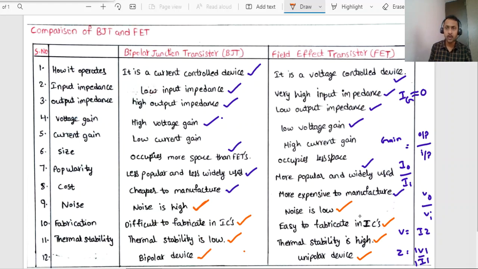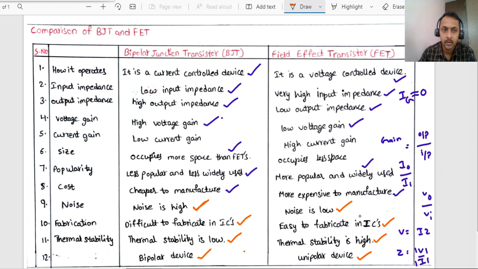Even though the current flows from A to B or B to A, its impedance will not change. But that will not be the case with respect to the bipolar transistor. It depends upon whether the direction of the current is flowing from A to B or B to A. Depending upon the path of the flow of current, the impedance will change. But that is not the case with the FET. Whether the current flows from A to B or B to A, the impedance remains the same in the case of the field effect transistor. So these are the points to be highlighted while making the comparison of BJT and field effect transistor, right?